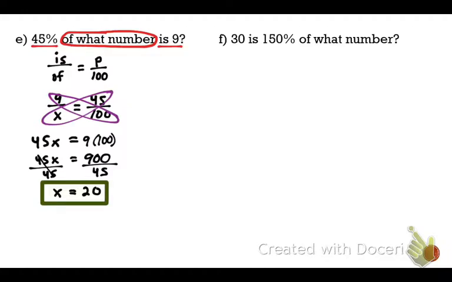Okay, 150% is the thing in the middle. What should I underline that's to the left of it? 30 is. And what should I underline on the right? Of what number? Angeline, what should I write for my percent proportion formula? Very good. All right, on your own, I want you guys to do problem F.